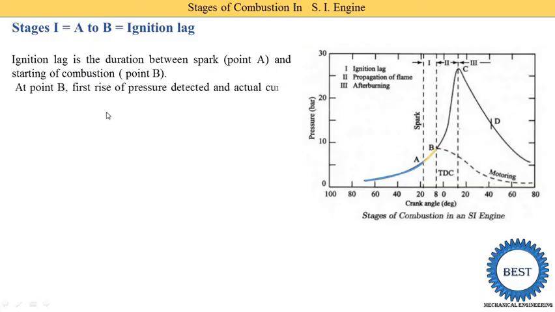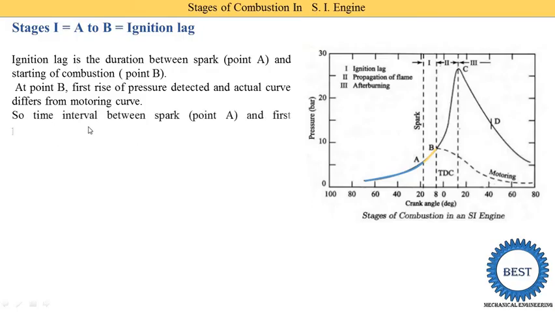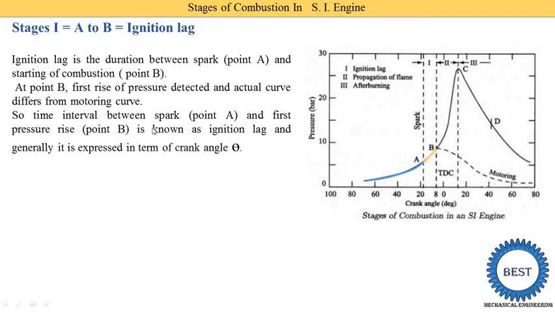At point B, the first rise of pressure is detected and the actual curve starts to differ from the motoring curve. Earlier we studied the motoring curve. Up to this point B the motoring curve is the same, and the actual diagram differs from point B. So the time interval between the spark, at point A, and the first pressure rise, at point B, is known as the ignition lag, and generally it is expressed in terms of crank angle theta.